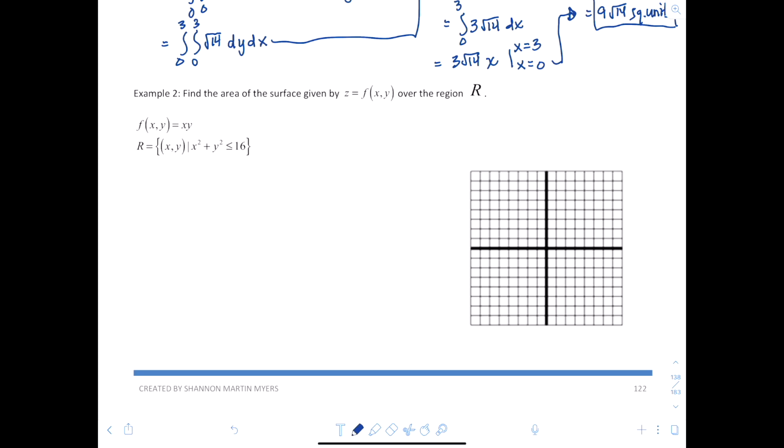So if this is 1, 2, 3, 4, 1, 2, 3, 4. All right, gotta love technology, huh? So our region is in here.